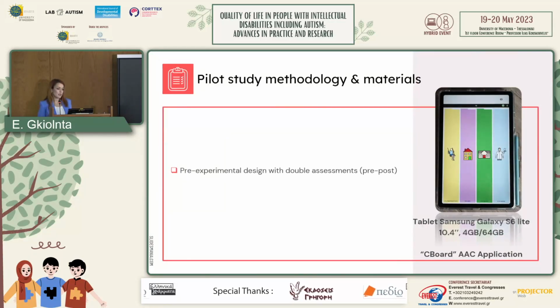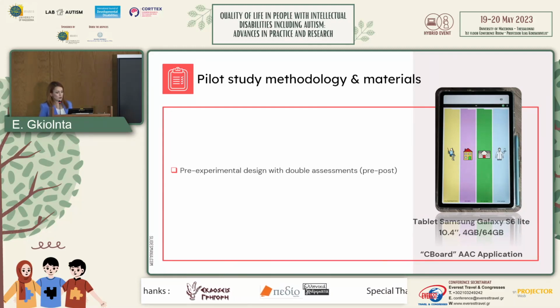The pilot study was conducted with the use of an AAC device, and when I'm talking about an AAC device, I mean a tablet with an AAC application. The application's name was Seaboard.